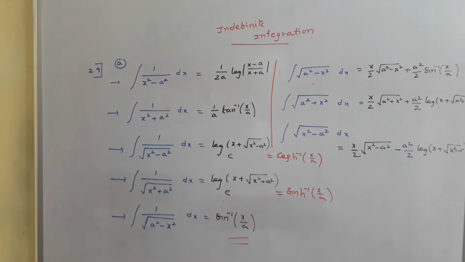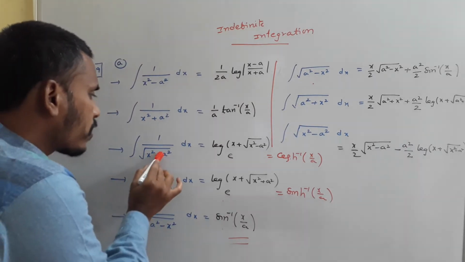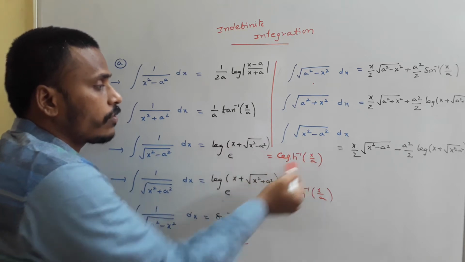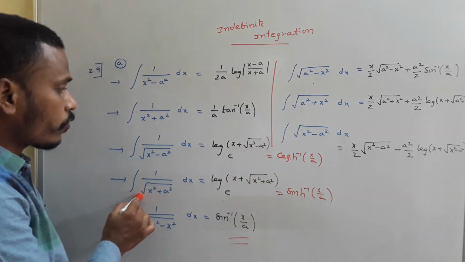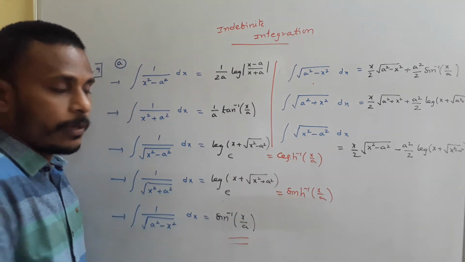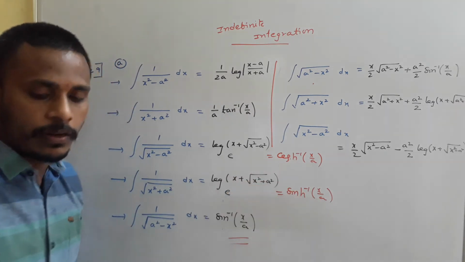Just observe a small change here. Root of x square minus a square, its corresponding logarithm is cosh inverse x by a. Root of x square plus a square, its corresponding logarithm has the value sinh inverse x by a. I said it in reverse earlier, so just convert it slightly.